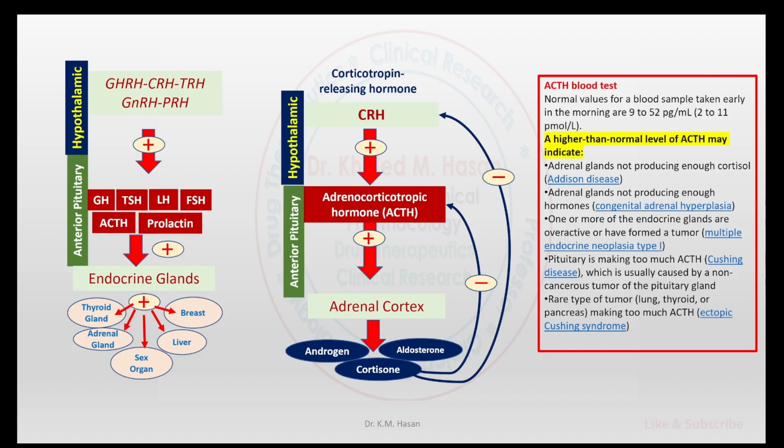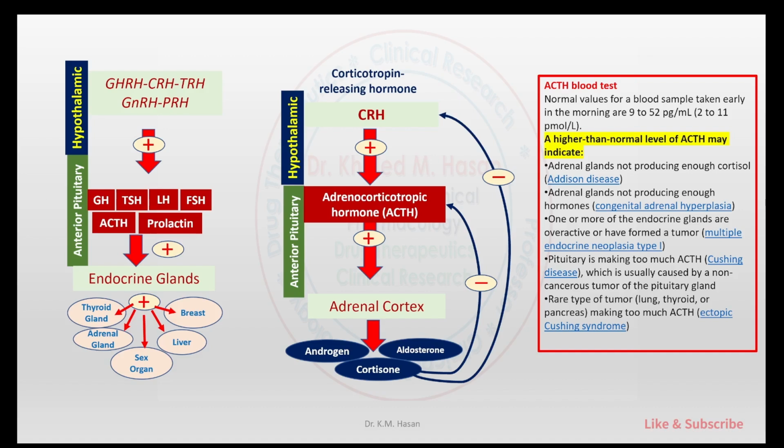Okay, we discussed the first one related to the thyroid gland. What about the adrenal cortex here? As you can see, the adrenal cortex is supervised and controlled by the hypothalamus. The hypothalamus releases CRH, corticotropin releasing hormone. The CRH stimulates the anterior pituitary, which will synthesize and release ACTH. ACTH will stimulate the adrenal cortex to release three hormones. From the adrenal cortex, we have cortisone, the main hormone, followed by aldosterone and androgen.